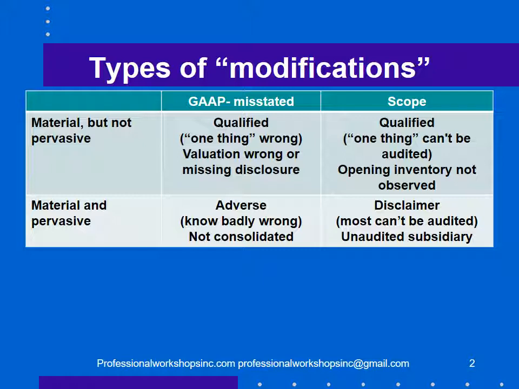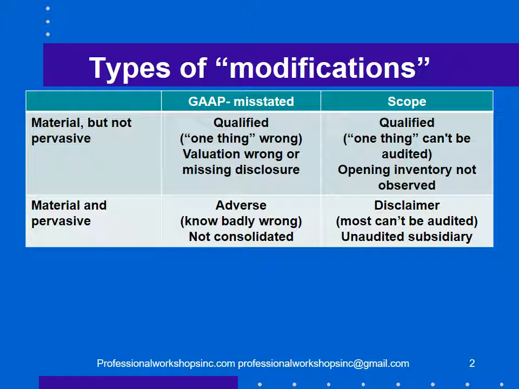Scope could also be a problem. One thing can't be audited, and the classic example there is we were appointed auditor late in the year and opening inventory was not observed. There's no way around that. We will have to qualify in the first year of our audit because we did not do procedures to observe the existence of opening inventory.